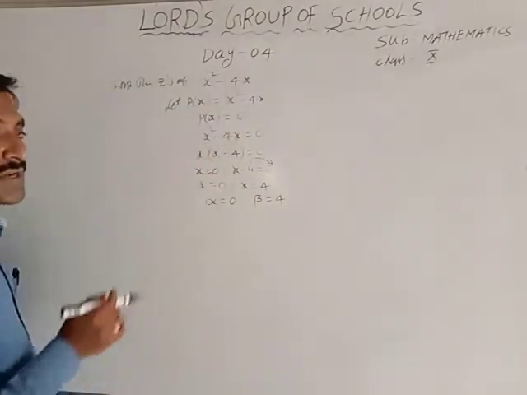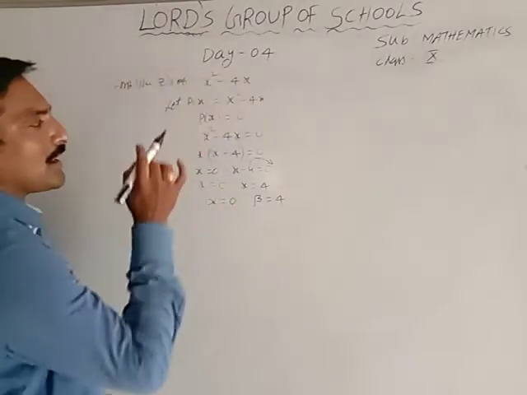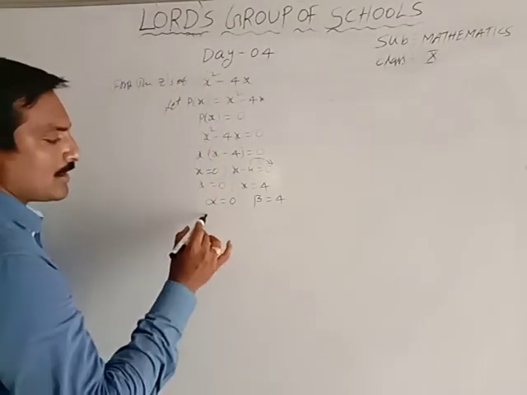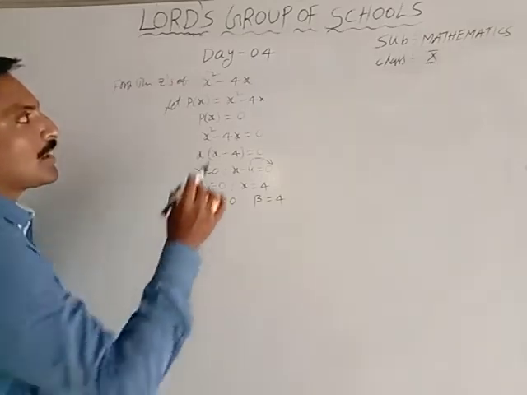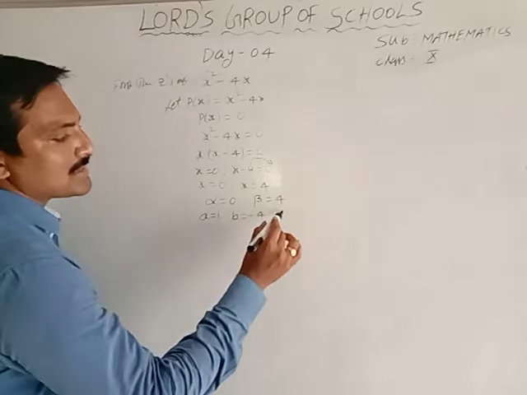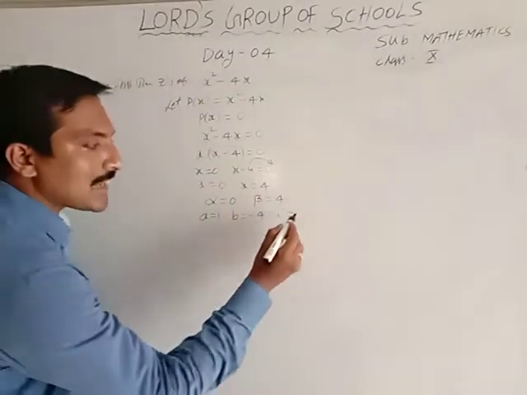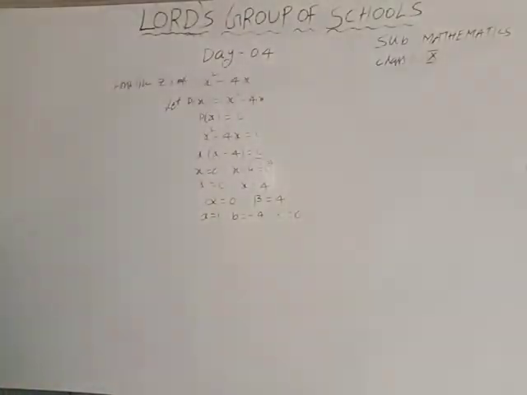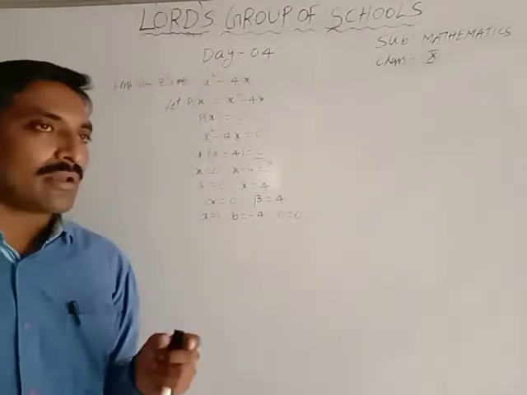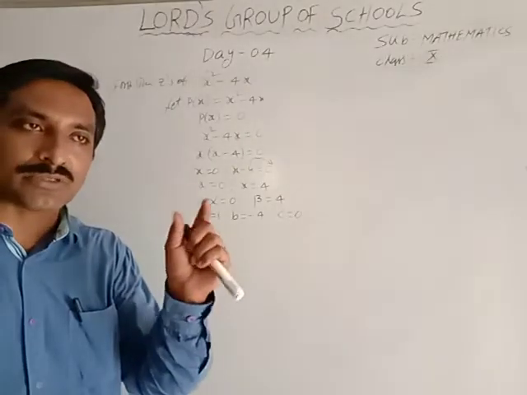Next, you need the coefficients of the given polynomial. In the given quadratic polynomial, the x square coefficient a is 1, the coefficient of x, b, is minus 4, and c is equal to 0, because the constant term is absent, so the c value will be 0. In a given quadratic polynomial, if any term is missing, you have to take that particular value as 0.